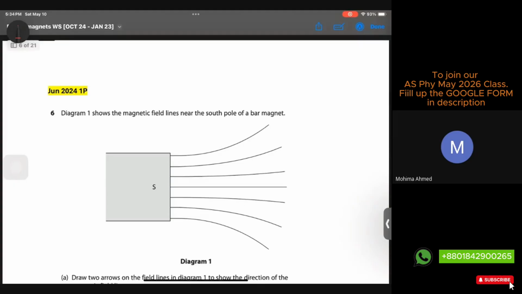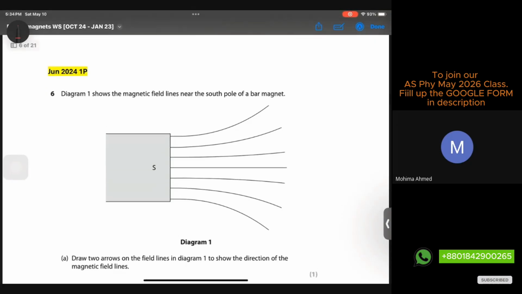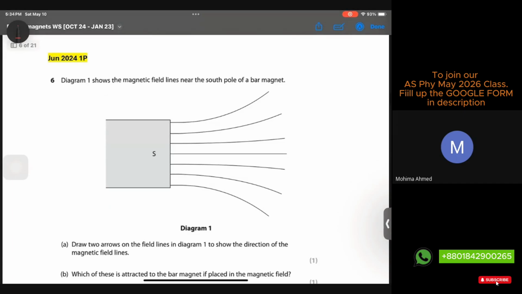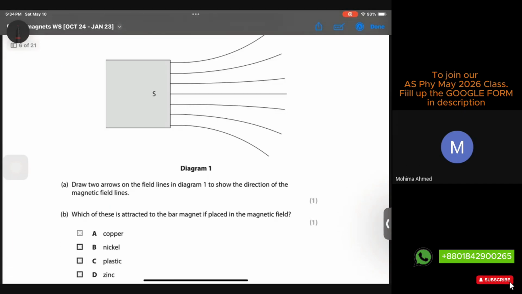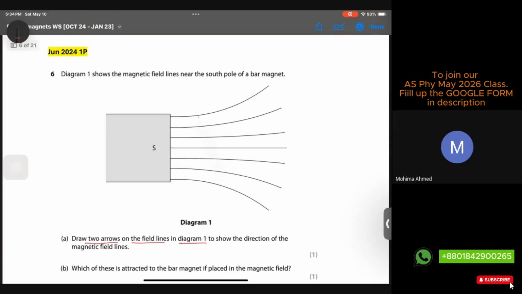Okay, then if you move on to this case. This one says diagram 1 shows the magnetic field lines near the south pole of the bar magnet. Draw 2 arrows on the field lines in diagram 1 to show the directions of the magnetic field lines. I just have to draw 2 arrows. The lines are already there. It's going to be in this direction. Oh, wait, no mistake. It's the south pole. So field lines are going to enter the south pole. Hope writing these 2 arrows is enough.